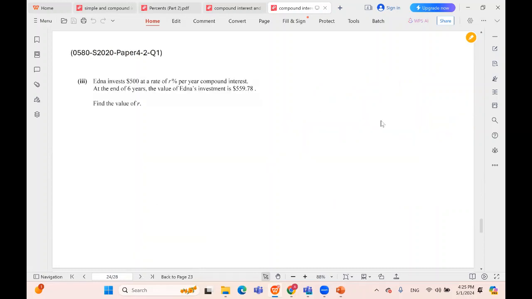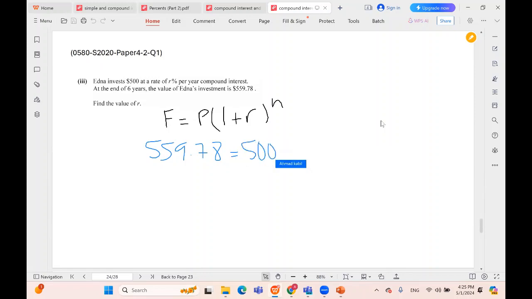Edna invests 500 at a rate of R. At the end of 6 years, her value is 559.78. Find the value of R. So this is the same idea again. F equals P times 1 plus R to the power of N. So F is 559.78, and this is equal to P, which is 500, times 1 plus R to the power of 6.